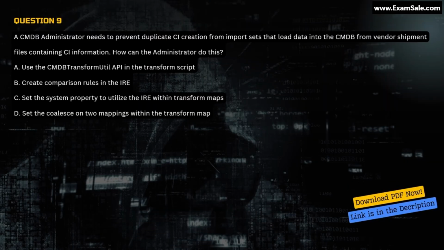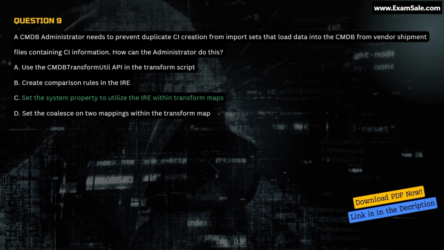Question 9. A CMDB administrator needs to prevent duplicate CI creation from import sets that load data into the CMDB from vendor shipment files containing CI information. How can the administrator do this? A. Use the CMDB Transformutl API in the transform script. B. Create comparison rules in the IRE. C. Set the system property to utilize the IRE within transform maps. D. Set the coalesce on two mappings within the transform map.